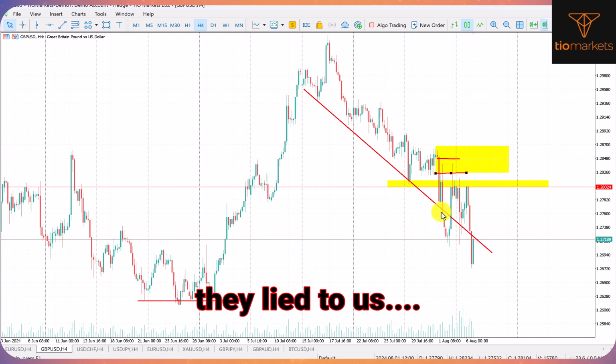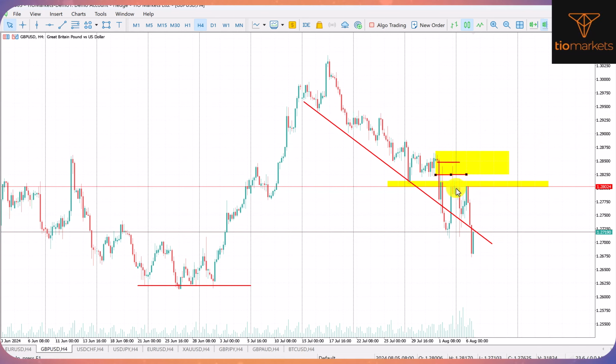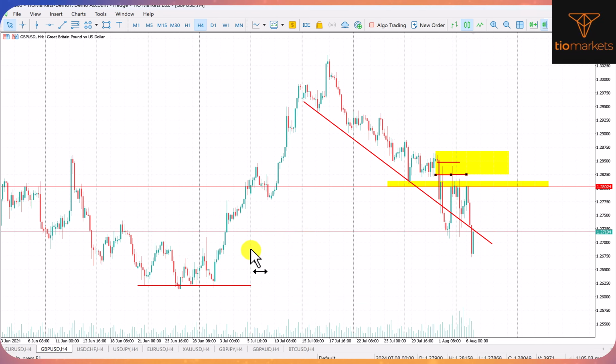Of a trend line. Look at this. This is the third touch, and price breaks away, and it goes inside and fulfills our setup that we were talking about earlier. Trend lines are traps, and we'll go in depth on that. So for now, let's go and talk about equal highs for a bit.